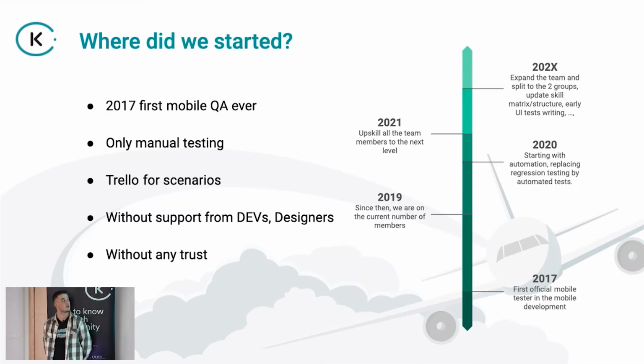Now we will talk about where we started. In 2017, our QA job started, and I became the first QA tester in the mobile team. During these times, we did only manual testing, and our testing scenarios were in Trello.